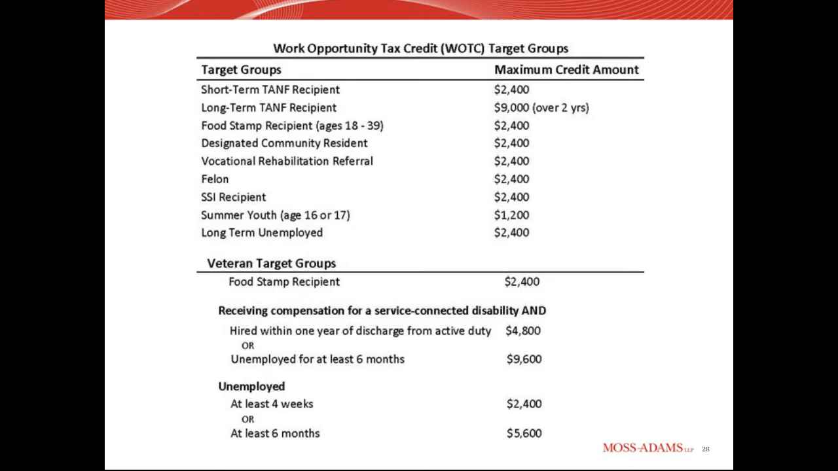And almost all of these are for 1-year credits. There is one target group that does allow for 2-year credit. That is the long-term TANF recipient. So as I mentioned before, TANF, it's a form of welfare. And employees who are certified under this target group, it's a total amount of $9,000. And how that's broken up over the 2 years is in year 1, the maximum amount available is $4,000. And then in year 2, it's $5,000 for that total $9,000.